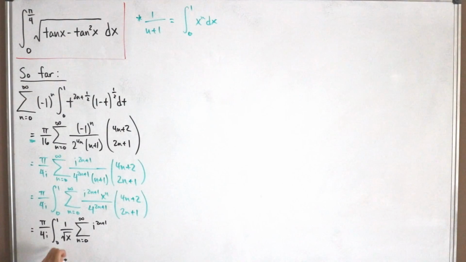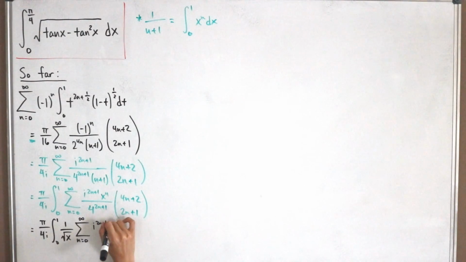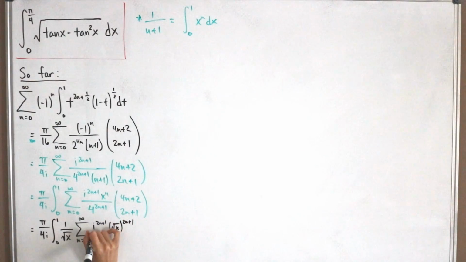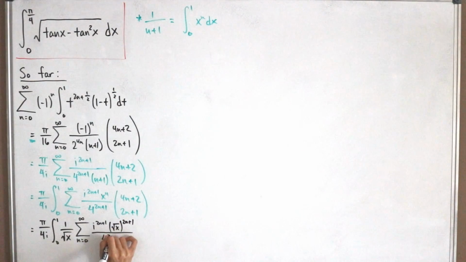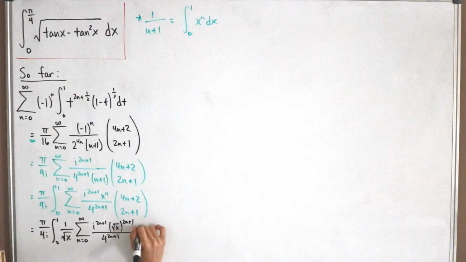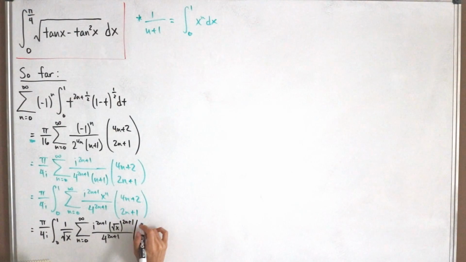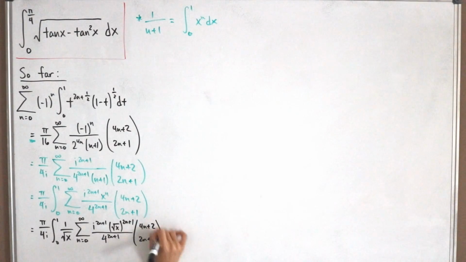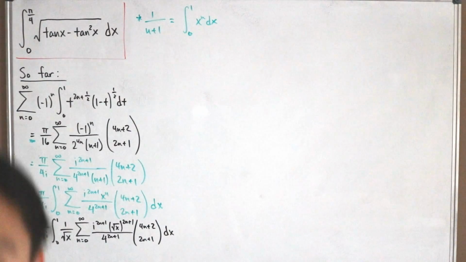Then multiply by the square root of x, as we have this multiply and divide over here. So the square root of x, quantity 2n plus 1, divided by, of course, 4 to the power 2n plus 1. I also forgot to write dx over there, so I'll put that back in. So 2n plus 1 and then dx. There's our simplification so far.